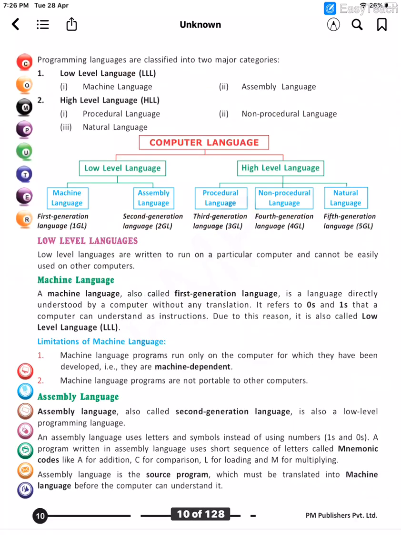Now, programming languages are of two types. We have low level languages or LLL, and high level languages or HLL. We are going to start off the classification with low level languages. Low level languages are written on a particular computer and cannot be used on another computer. That means this language is meant for individual computers. That means for each and every computer there would be different programming.